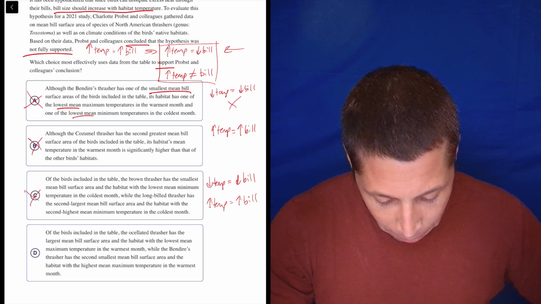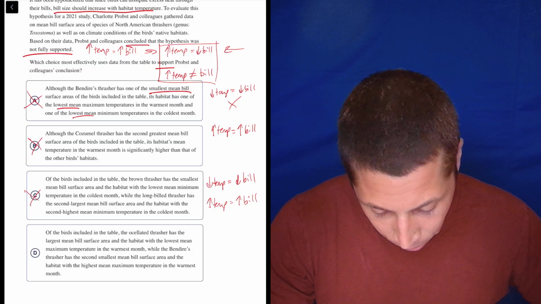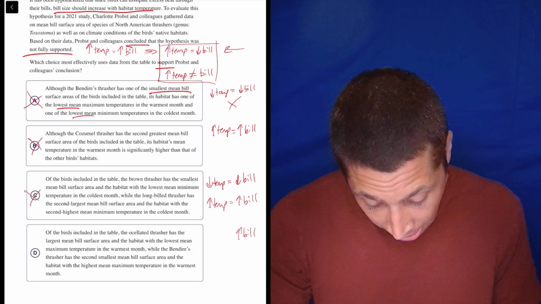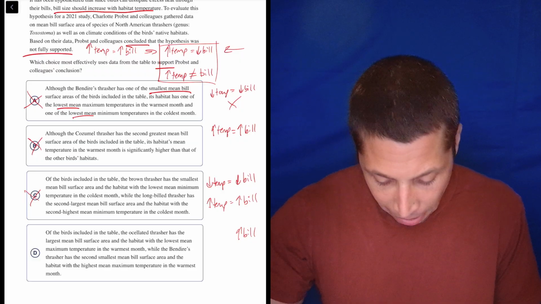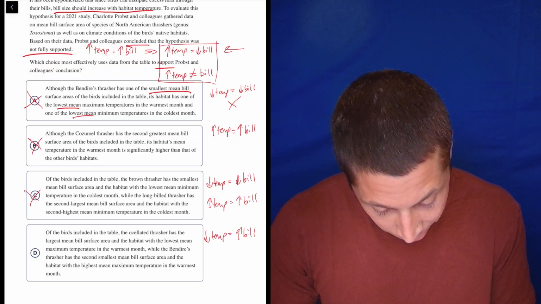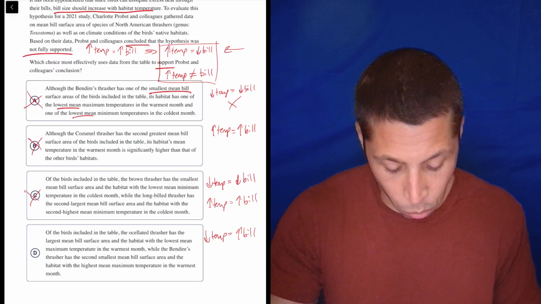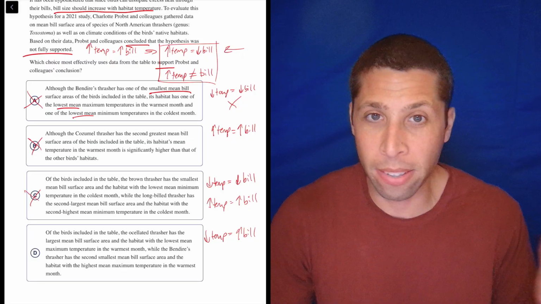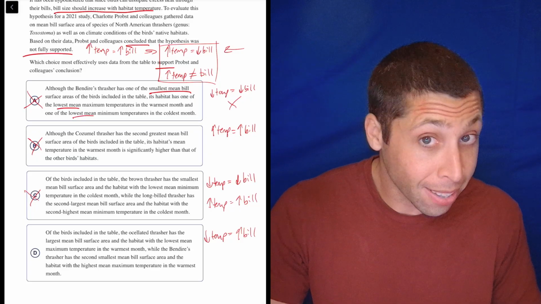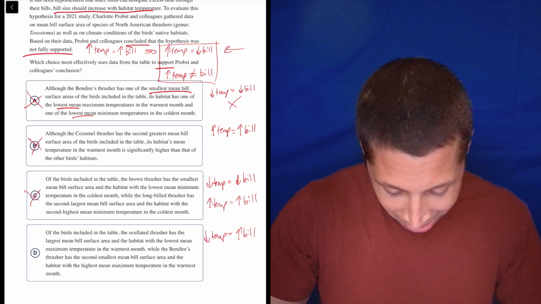Of the birds included in the table, the ocellated thrasher has the largest mean bill surface area, high bill, and the habitat with the lowest mean maximum temperature in the warmest month. So this is low temp, right? The lowest maximum temperature in the warmest month. I don't really care what month it is. Is it a high temperature or is it a low temperature? That was the whole point of the hypothesis. So that seems like a nice little direction, right? They're going opposite directions there.